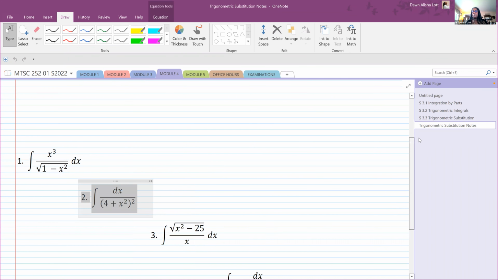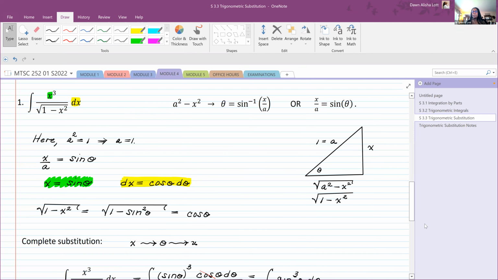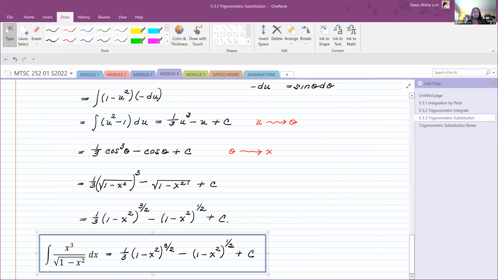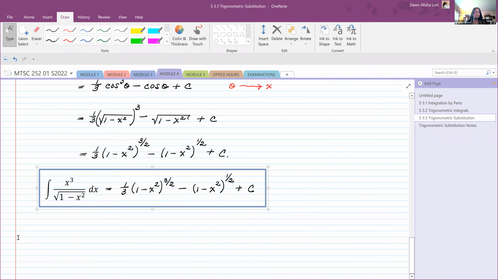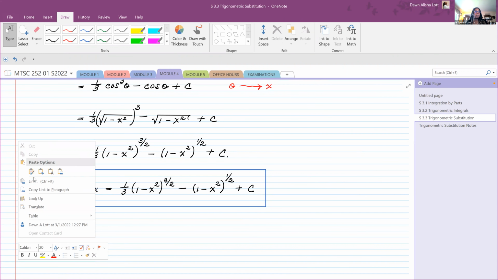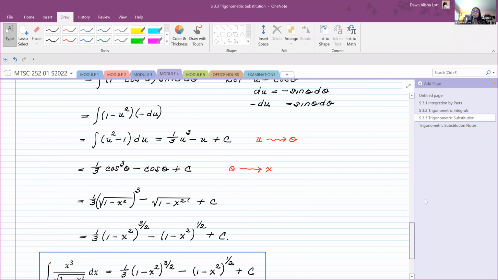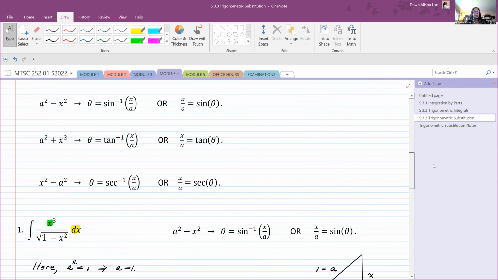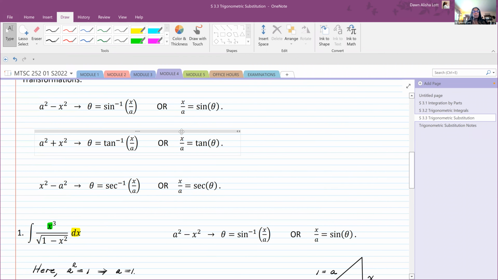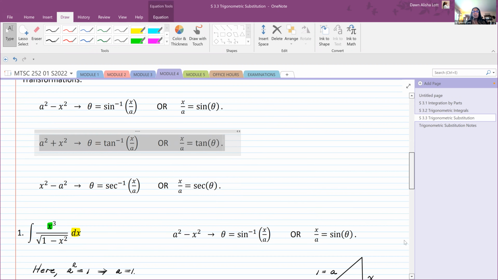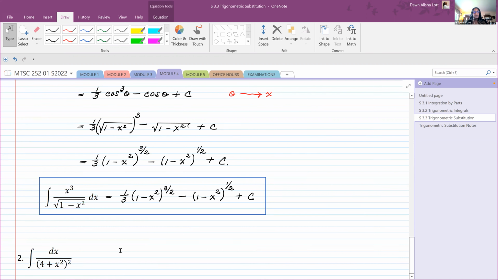Second problem. Okay, so problem number 2 looks like this. And as I said, we'll use this stuff a couple of times today.